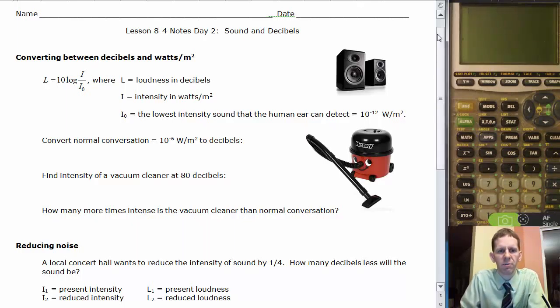These are the lesson 8.4 notes for day 2. Sound and decibels are what we're going to work with, and we want to show you how these are related to logarithms. So it's sort of an application on logarithms. We're going to start by converting decibels to watts per meter squared.